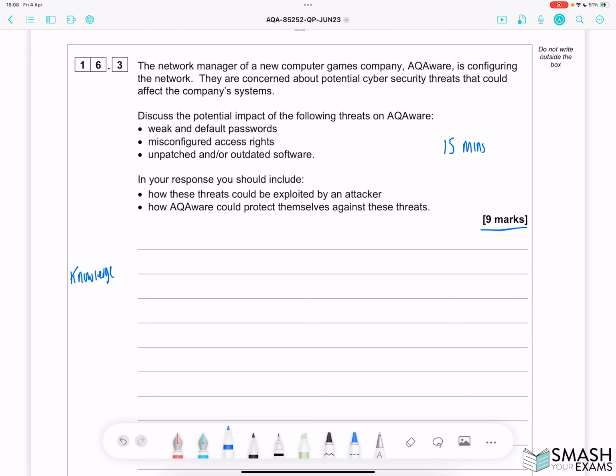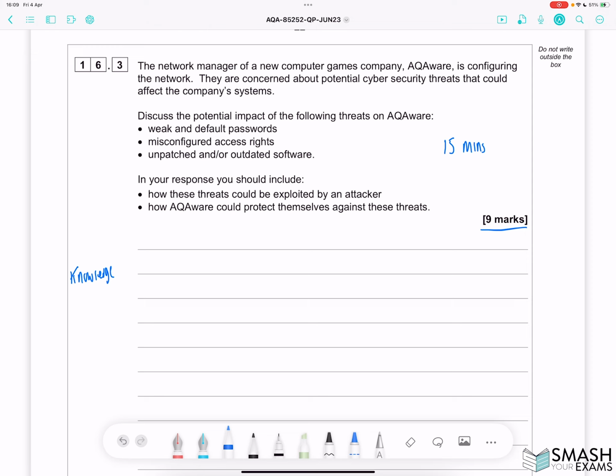Okay, so we need to get some knowledge in there. What would the repercussions, for example, of weak or default passwords be? Well, having weak passwords, what's the downside of that? Hackers could brute force it, couldn't they? They could brute force your password and find it out very quickly. Default passwords could be stored in a big dictionary, so they could be found almost instantly. What would the implications of misconfigured access rights be? Well, if people don't have the correct access rights, they could get in as a network administrator and do damage from the inside of the network that way.